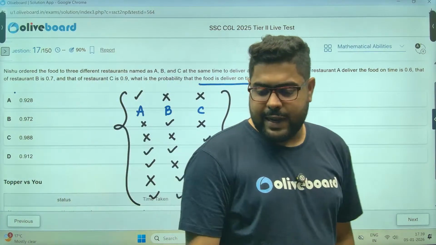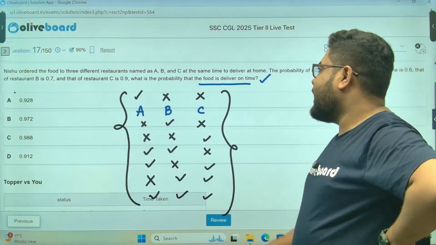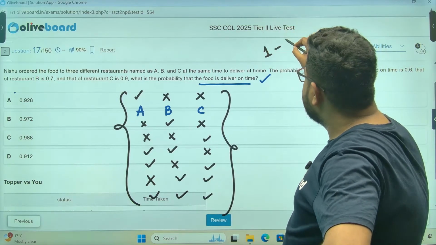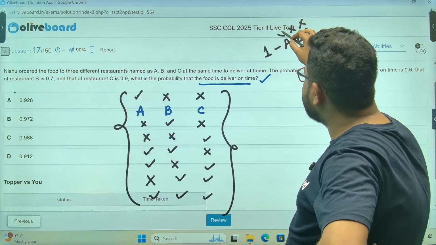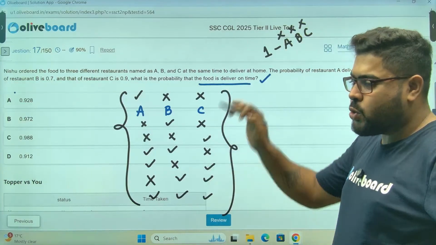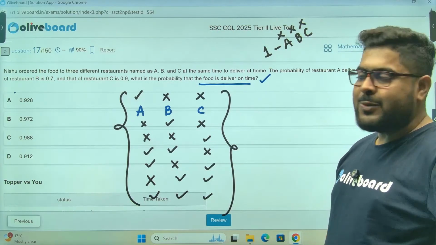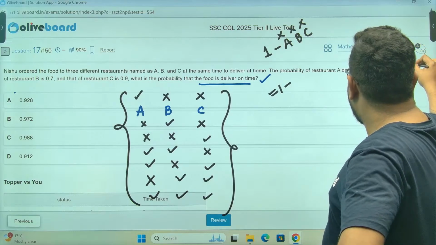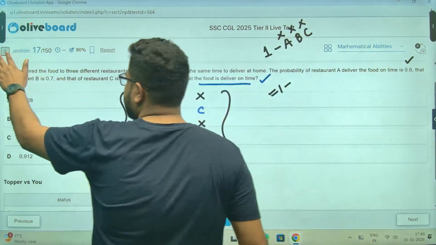But again, if I do it like this, it will be very big. So what can I do? I know total probability is 1 minus, can I say, all 3 restaurants, none of them has delivered on time. So total probability minus this will give me the sum of all these probabilities. So that will be the best way to solve it. So food on time is 0.6. So not on time, let me just do it like this.